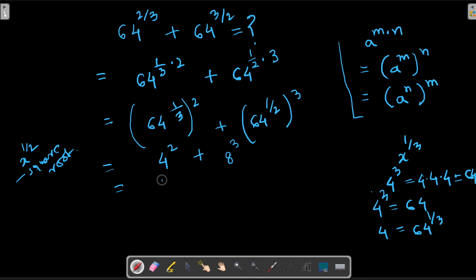Now 4 square is what? 16, plus what is 8 cube? 8 cube is 64 into 8, which is nothing but 512, and therefore the final answer is 528. So this is the final answer.